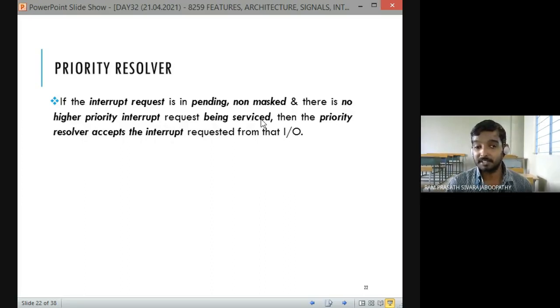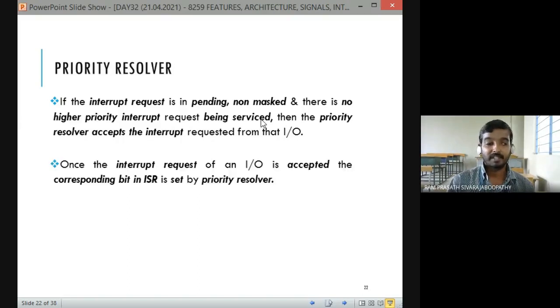என்னென்ன கண்டிஷன் செக் பண்ணுது? கரண்டா பெண்டிங்ல இருக்கணும். ஓகே, மாஸ்க் பண்ணிருக்க கூடாது. இதை விட ஹை priority interrupt சர்வீஸ்ல இருக்க கூடாது. இந்த மூணு கண்டிஷனை பொறுத்து தான் ஒரு interrupt நமக்கு accept ஆகும் 8259. Is it clear? Okay, so once the interrupt request of 8085 from the IO device is accepted, அதோட ISR bit நமக்கு என்ன ஆயிடும்? கண்டிப்பா செட் ஆயிடும். Fine. IRR bit என்ன ஆயிடும்?